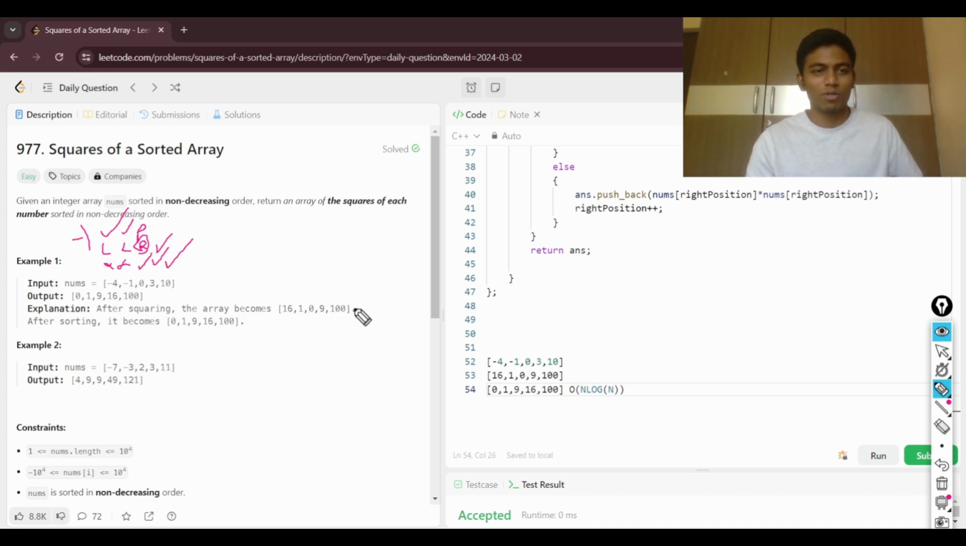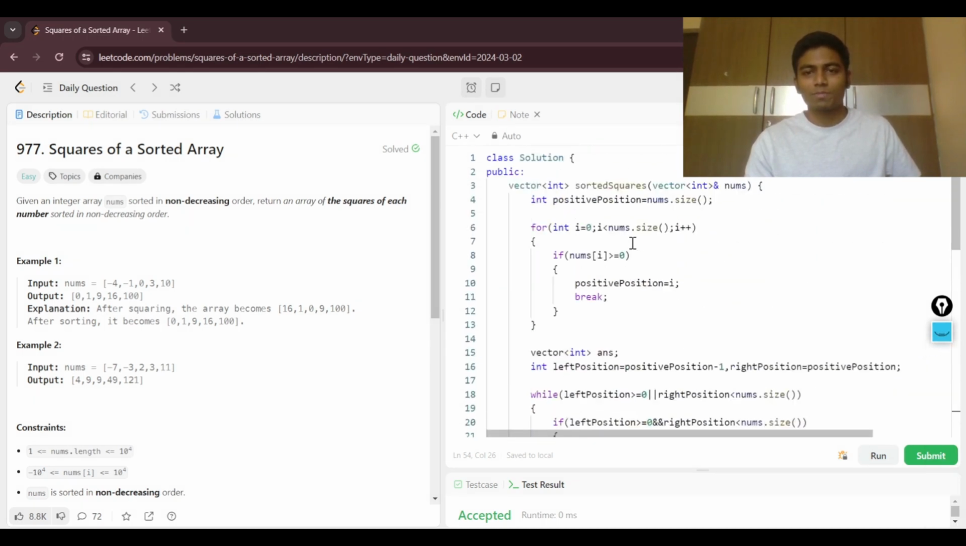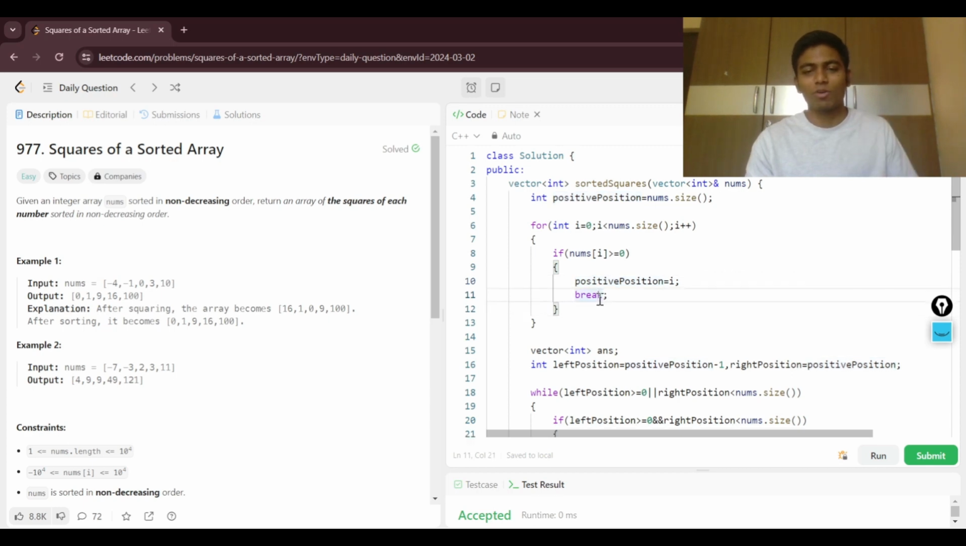So that's what we are going to do, and the time complexity for this is going to be big O of n, because we are traversing only once and then we'll be done with the answer. So let's go through the solution. We'll go through all the elements which are present in the array. If an element is greater than or equal to 0, then we say that is the positive position, and then we break out of the loop.